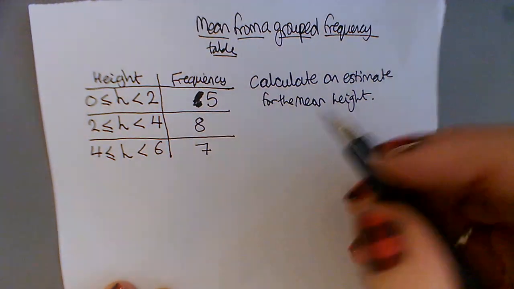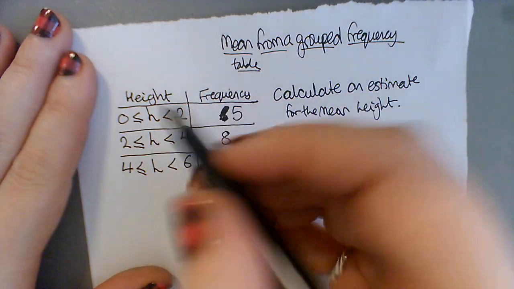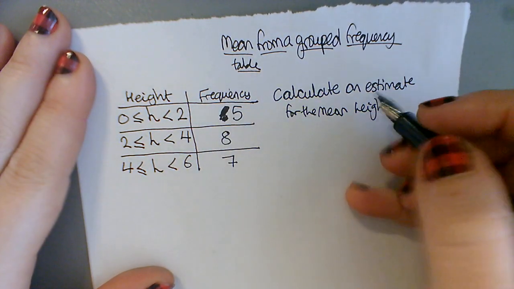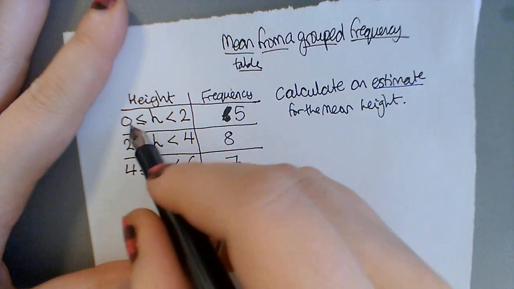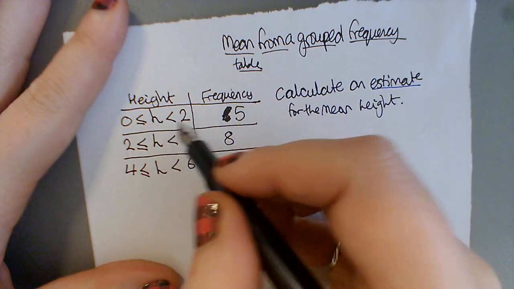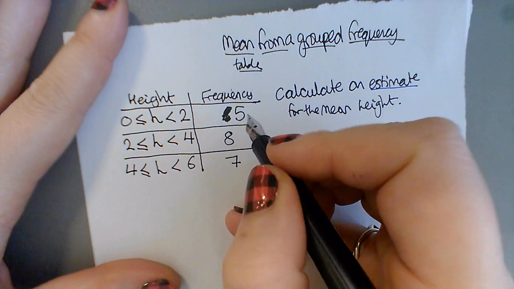It's a nice quick one today. We're on our last one, mean from a grouped frequency table. So this is a grouped table and it wants an estimate. Now, the reason it's an estimate is because we don't know what any of these numbers are. All we know is they're between 0 and 2, and that there were 5 of them.